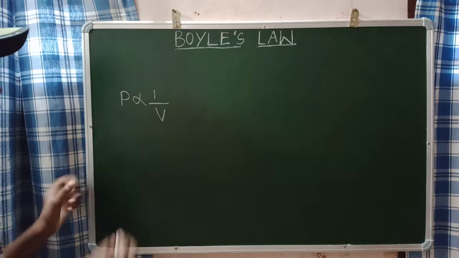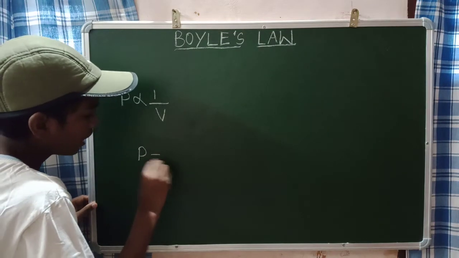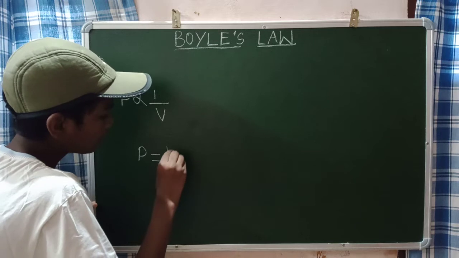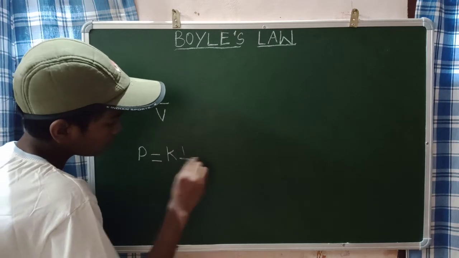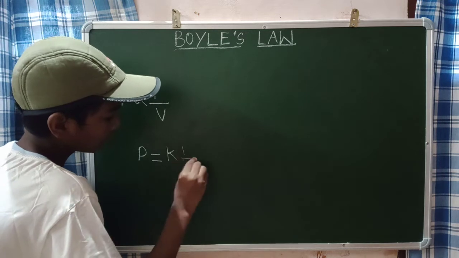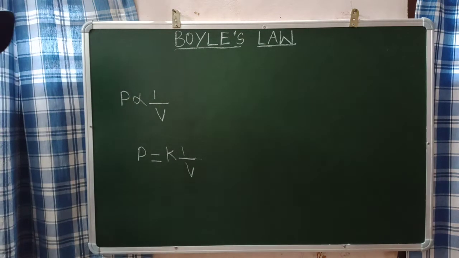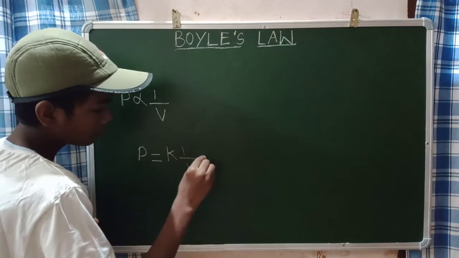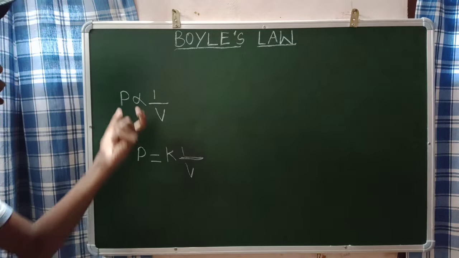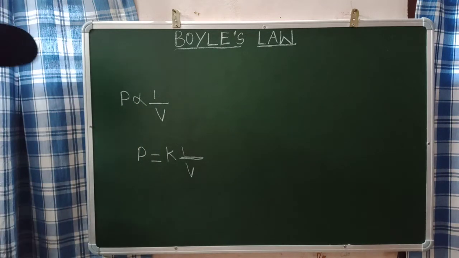So when I take this proportionality symbol, the constant I am going to add is a constant called k, which gives P is equal to k into 1 by V. So what I did is just remove this proportionality symbol and write a constant here. That is the step which I did.